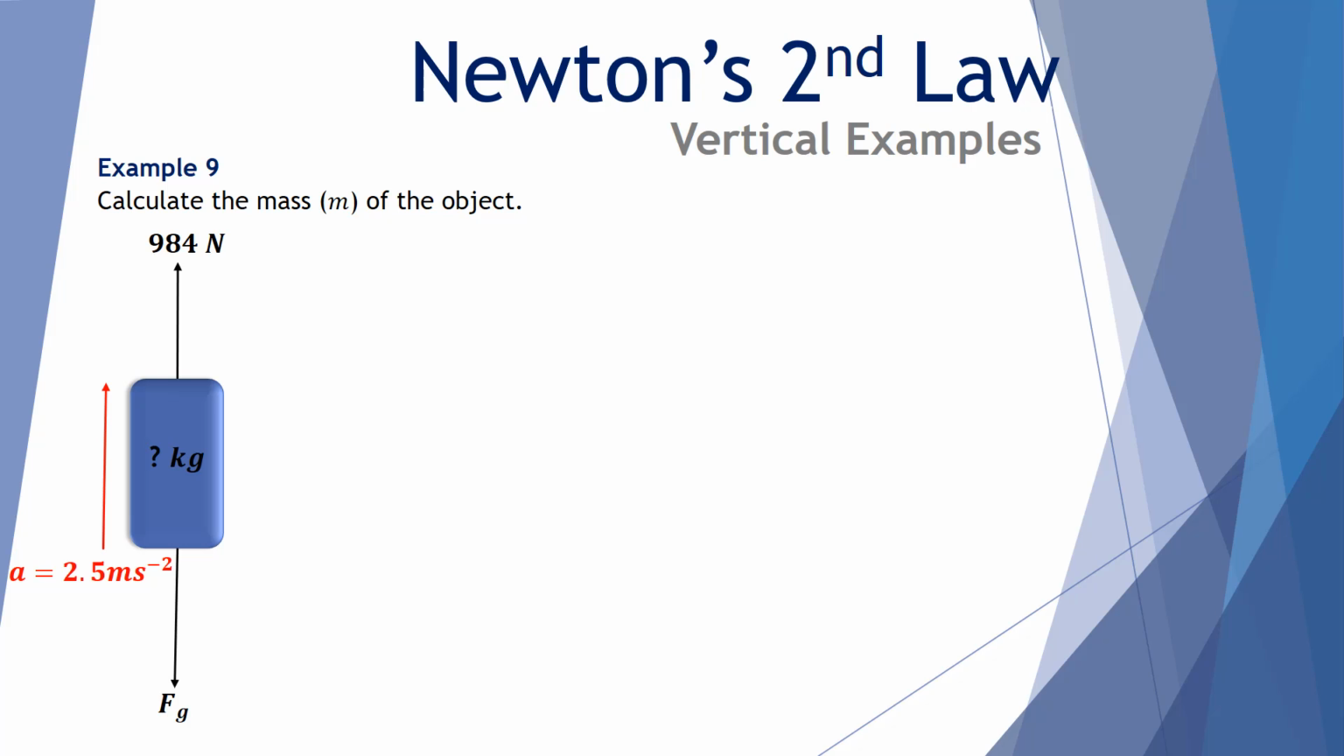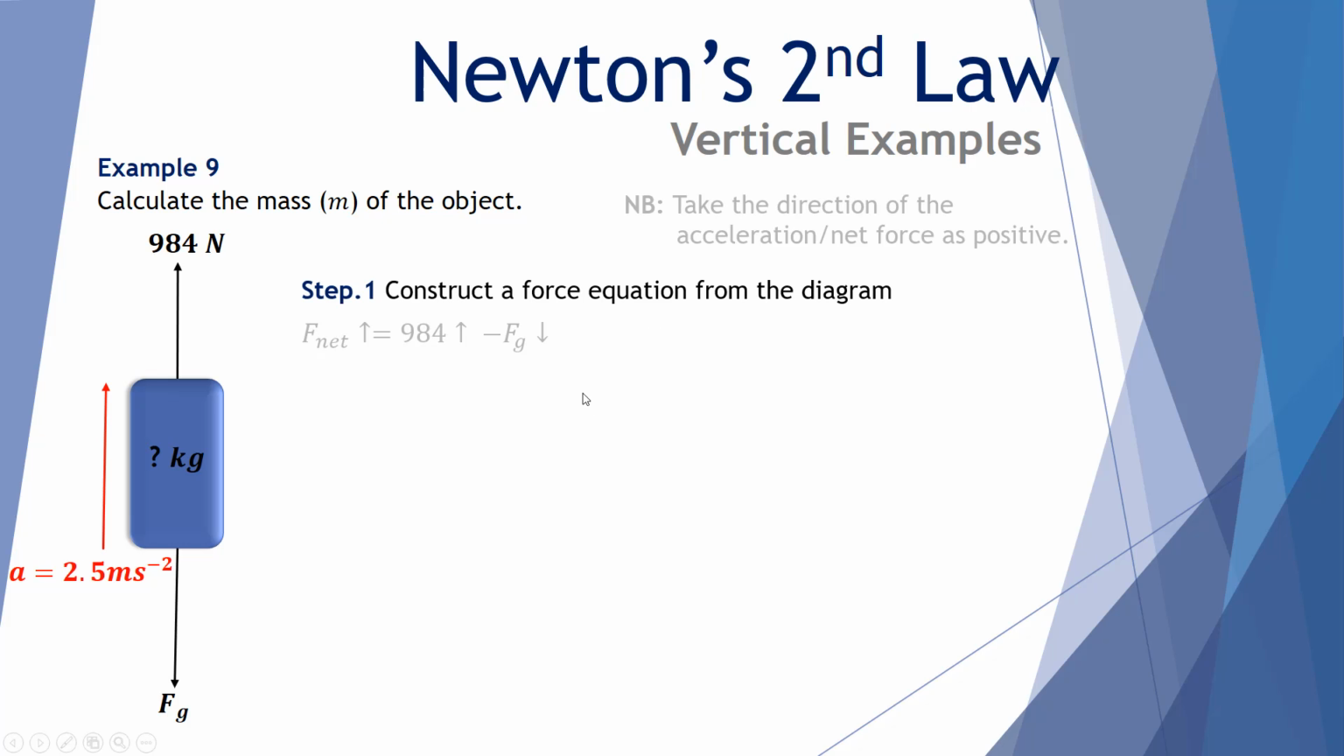Example number 9, calculate the mass of the object. So step 1, construct a force equation from the diagram. We can see from our diagram the acceleration is in an upwards direction, therefore the net force will be upwards. That means the force of 984 newtons is generating an upwards force, and the force due to gravity is opposing that in a downwards direction. So F net equals upwards, the 984 newtons is upwards, and the force due to gravity is downwards, so we're taking that away. It opposes the 984 newton upward force. So that is equation 1.